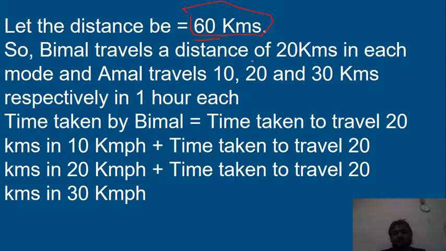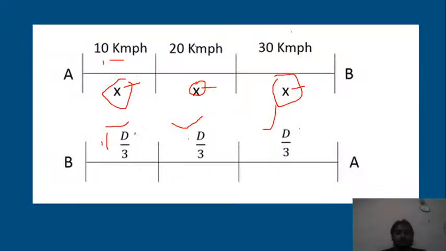Why 60? Because 60 is again the LCM of 20 and 30, right? So Bimal travels 20 kilometers each, that is, now d is equal to 60, so d by 3 becomes 20. So this becomes 20, 20, and again 20, right?